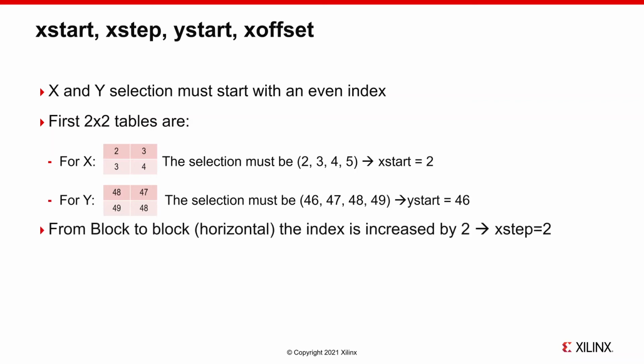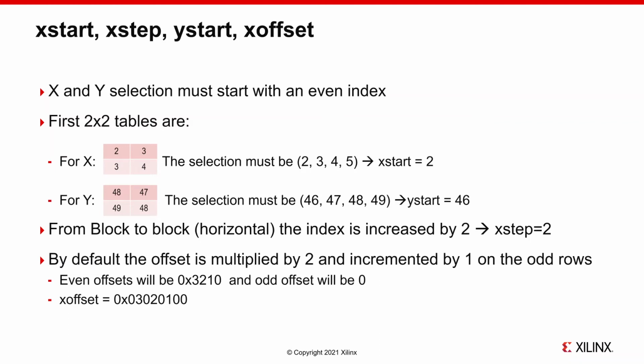From even column to even column, the step is 2, so xstep is equal to 2. For the xoffsets parameter, the even offsets are 0, 1, 2, 3, and odd additional offsets are all zeros.